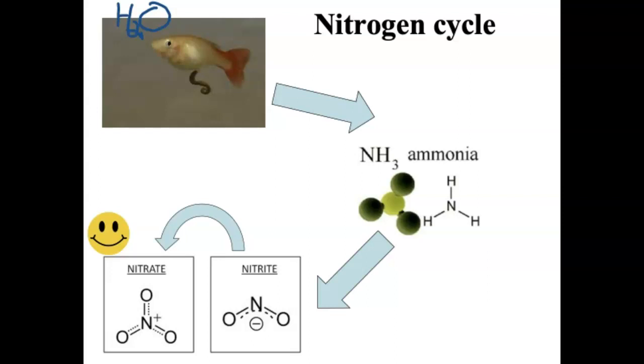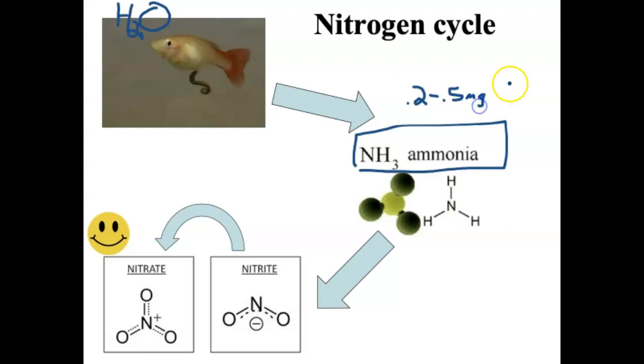Happens all the time. Sometimes they're amino acids, sometimes it's uric acid, urea, ammonia, urine, whatever the case may be. Generally, that waste product is produced in the form of ammonia. Now, ammonia is toxic to fish. 0.2 to about 0.5 milligrams of ammonia per liter of water can kill a fish. So if you have a fish tank, you test for ammonia. If you get ammonia in there, your fish can die. So we need to break it down.